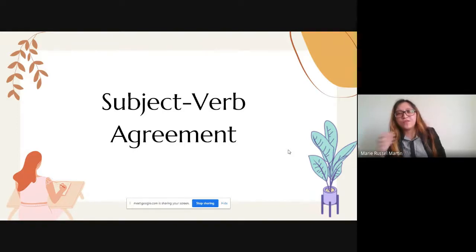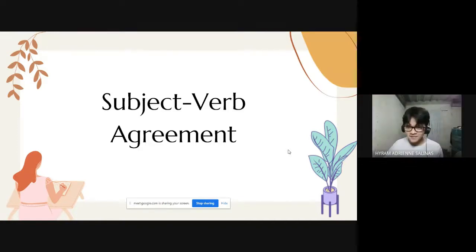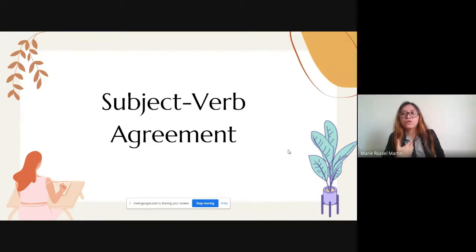First, from the activity we just did, it seems that everyone or almost everyone is already quite familiar with subject-verb agreement. Am I correct? Everyone is already familiar since the earlier grades? Yes, ma'am. Okay, so from your previous years, what are the rules that you can recall about subject-verb agreement? Anyone? Yes, Hiram?